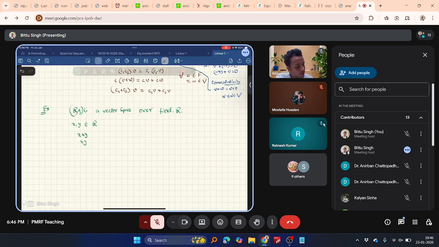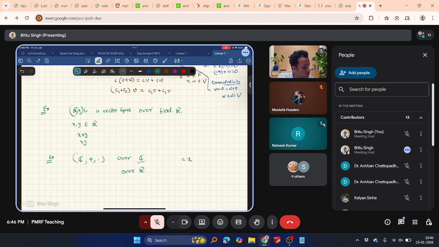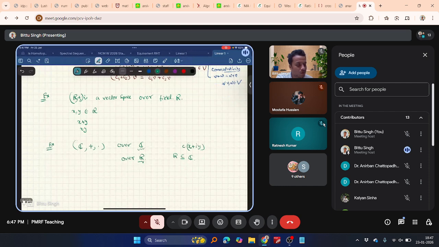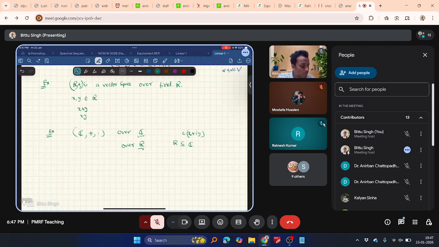So this is one example, and similarly another example will be complex numbers, addition and multiplication over C. But if it is a vector space over C, then it is also a vector space over R, because instead of multiplying with some element of C, some complex number x plus iy, we are multiplying with some element from R. But R is a subset of C. So being a vector space over C also suggests that it will be a vector space over the real numbers.